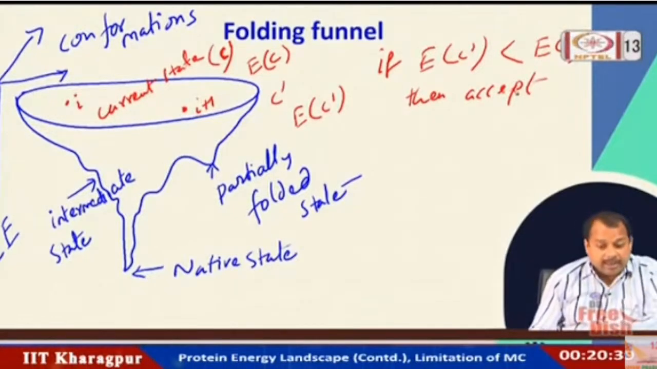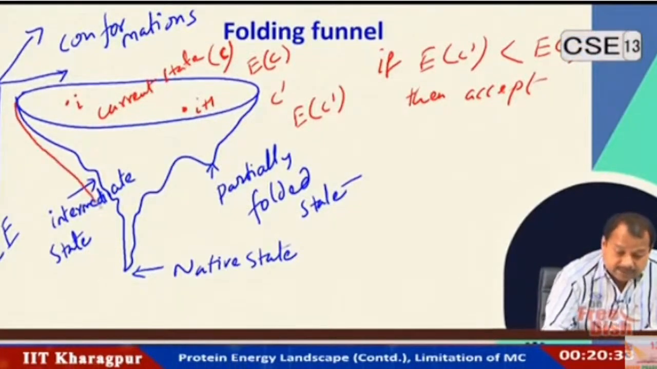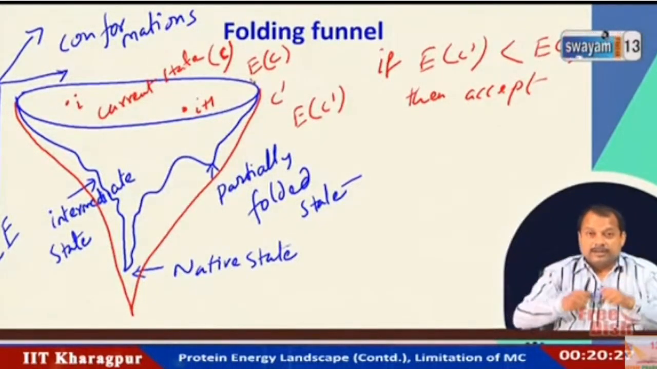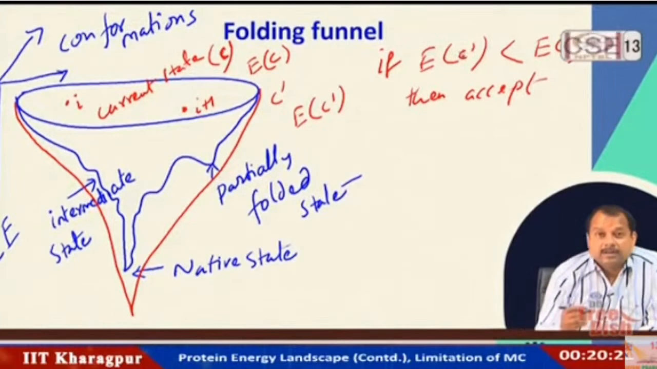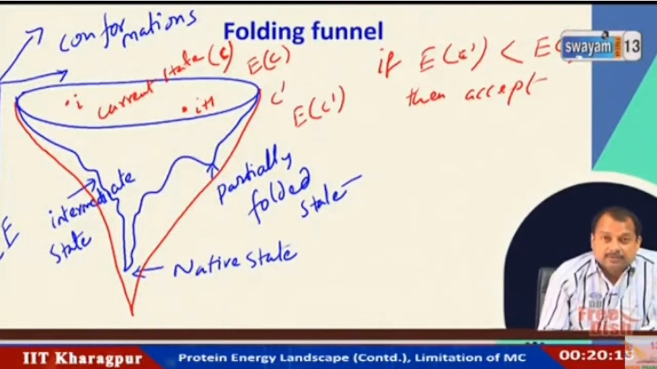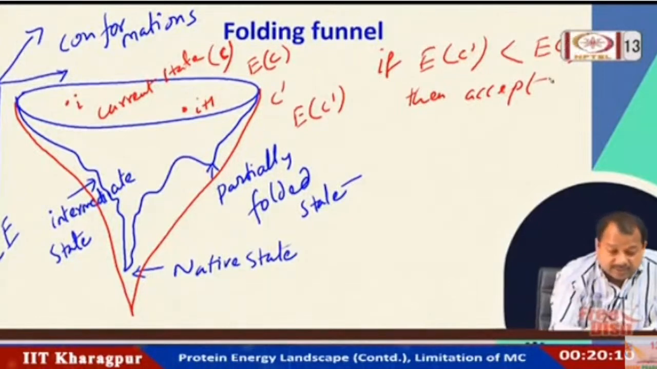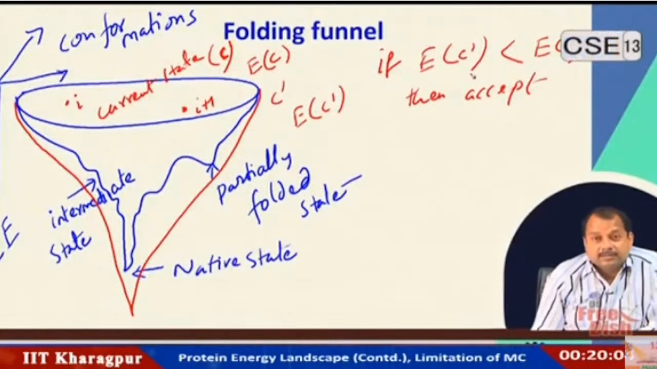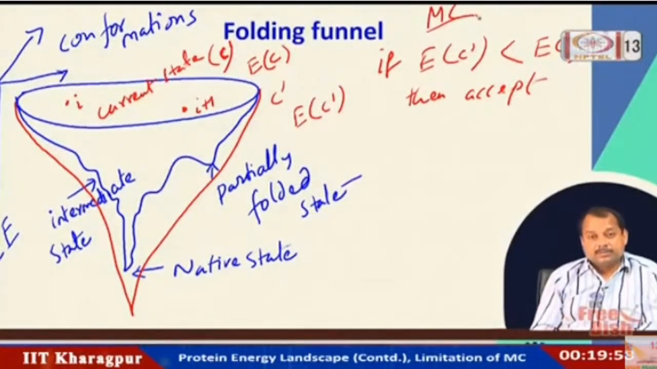It is true if the surface, this folding funnel, is something like this, which means it is gradually decreasing. So, whenever you are generating some C prime, then the C prime will be either over C or below C, then it is fine, right. If it is the situation, this red contour is the folding funnel, then I can go by this, and that is my Monte Carlo simulation, and I am perfectly fine with it.